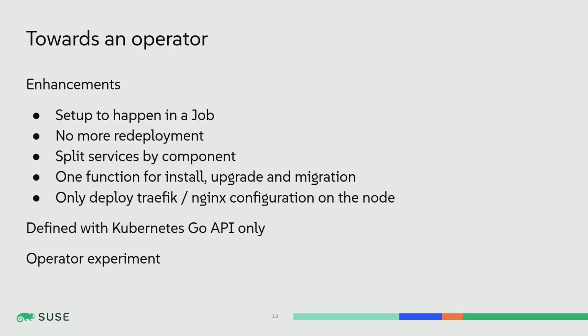So the operator experiment was interesting. I had something that was deploying the server, no problem, but I'm not sure it's the way to go. It adds too much complexity for us to maintain, because it's still quite a bit of code. It has a big dependency on the Kubernetes API, so probably not the ideal solution.